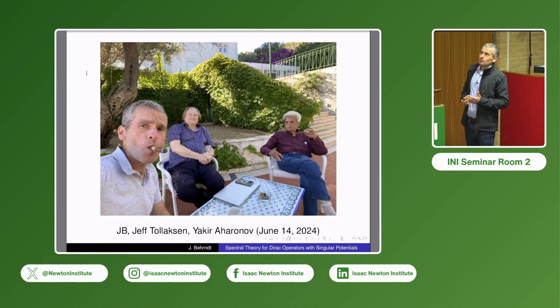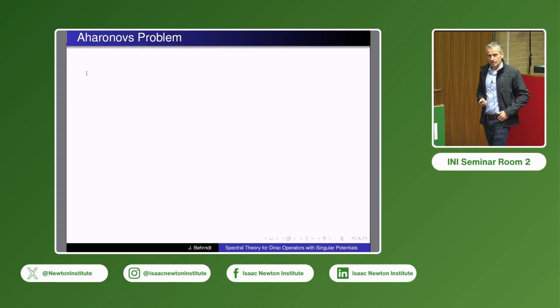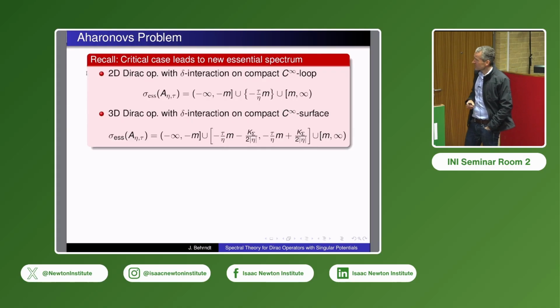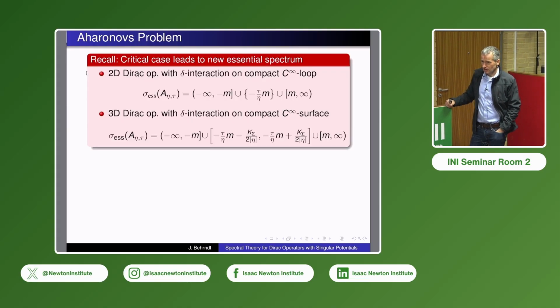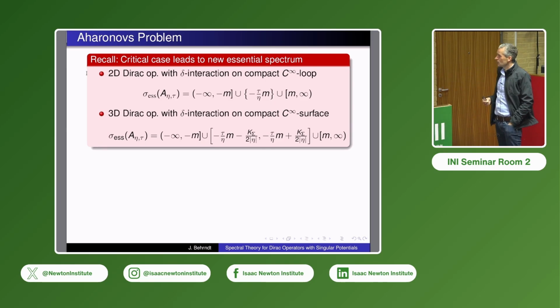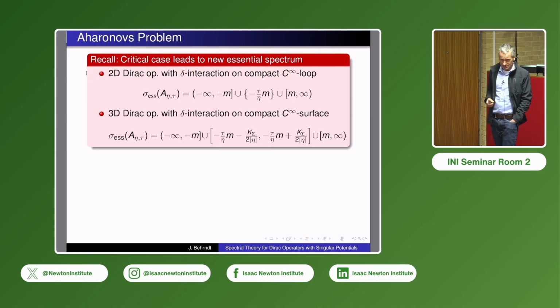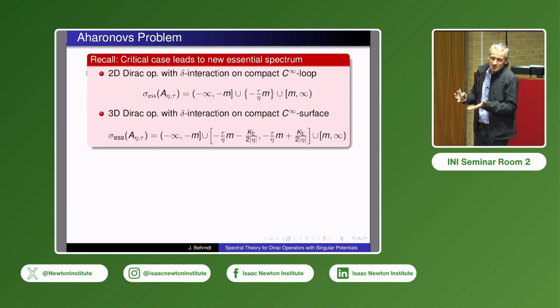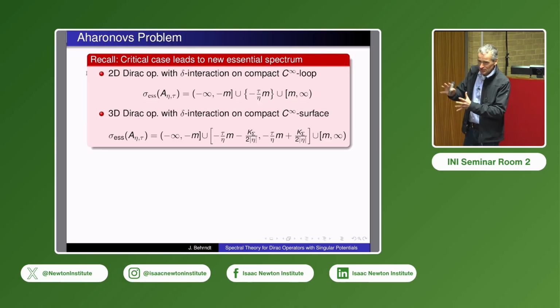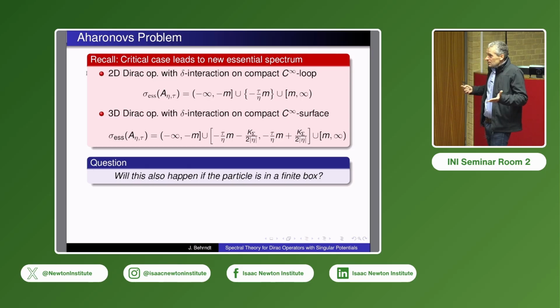Well, I started talking about Dirac operators, and we observe that there is additional spectrum. For the case of a loop, there's an additional point appearing in the gap, and for the case of a smooth surface, there's even an interval. Then it takes a while, because he speaks a different language, or I speak a different language, before we start to understand each other. And then he says he's not surprised, because it's an infinite domain. So his question is, will this happen if the particle is in a finite box?